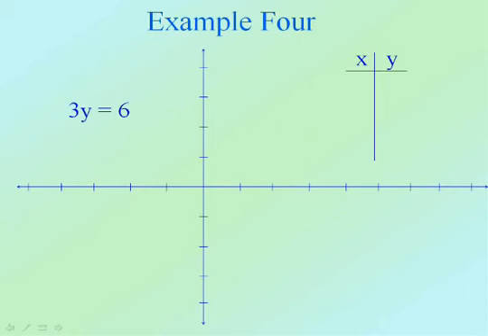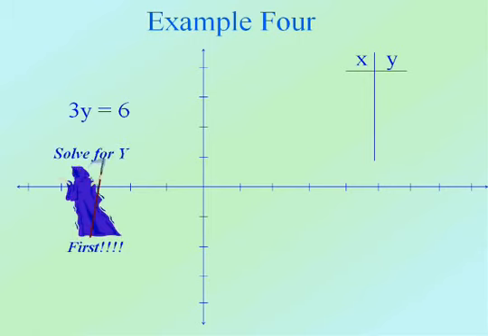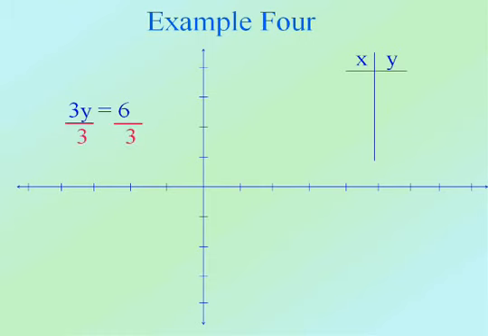This one's a little bit different, but it still follows. Sometimes things are so easy they're hard. Still follows our rules. What's your first step? Who's keeping y from being alone? The 3. He's multiplying. So I'll divide. So in this case, y equals 2.